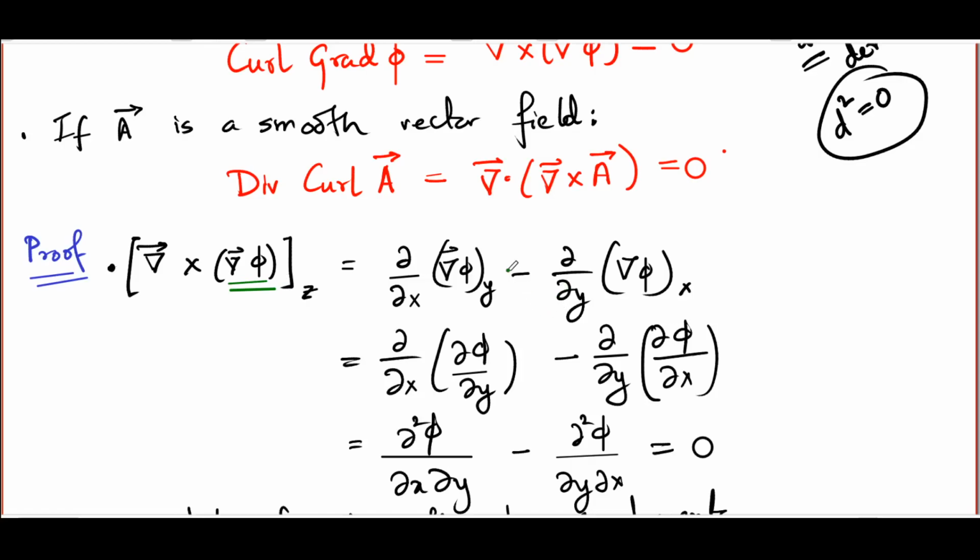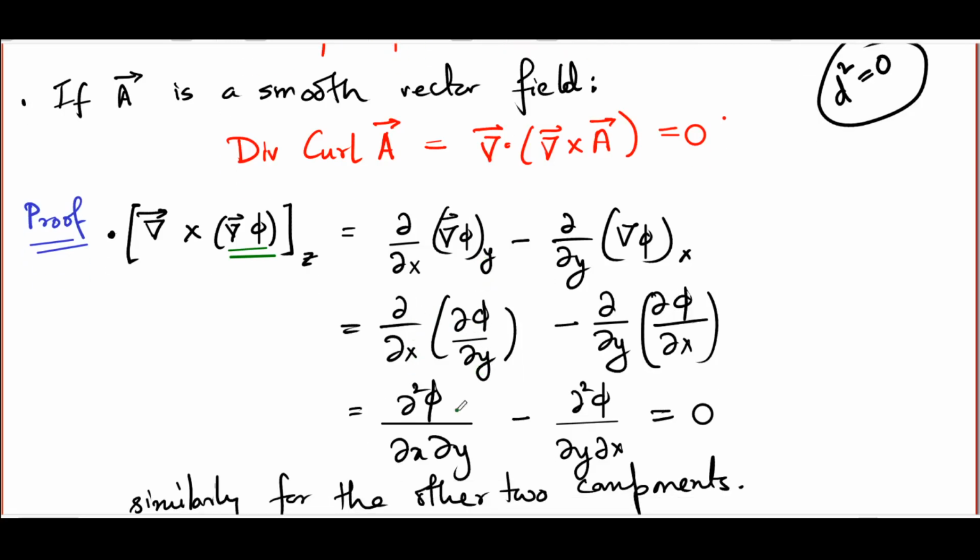Now, grad phi is a vector field with components del phi del x, del phi del y, and del phi del z. So, grad phi's y component is simply del phi del y. This one is simply del phi del x. So, this is two partial derivatives being done on phi, one after the other. First, you do del del y, then you do del del x. That is exactly what we mean by the mixed partial derivative del 2 phi del x del y. This one is del 2 phi del y del x.